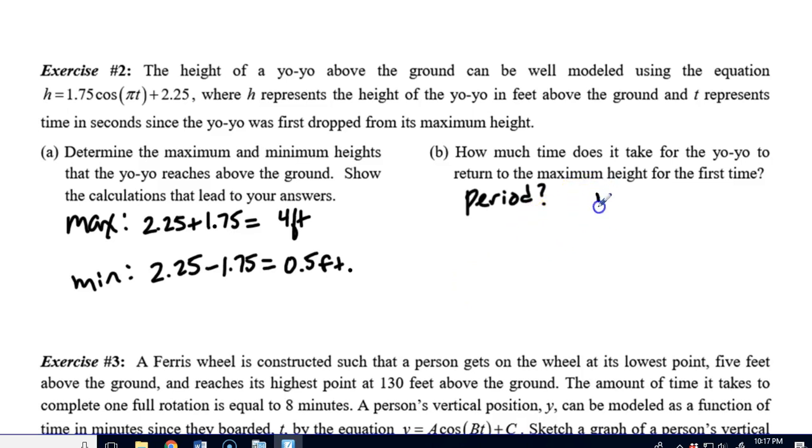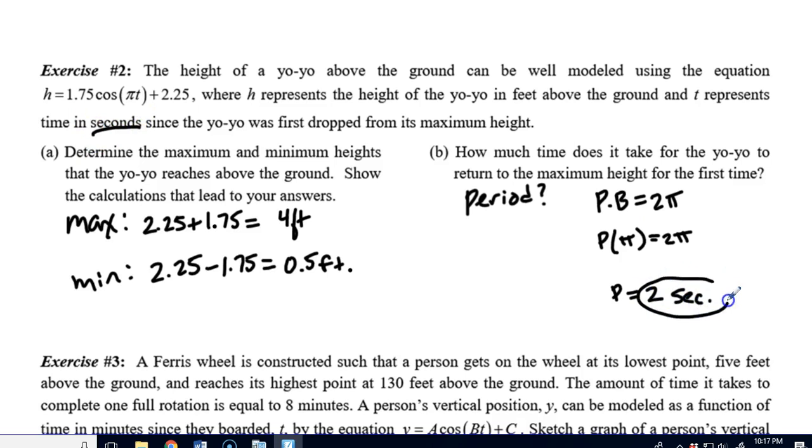Okay, hopefully you said P times B is equal to 2 pi. We don't know P, but we do know B is pi. It's always the coefficient of the X, or the T in this case. And of course, the only number that makes sense here would be 2, right? So the period is 2, and the question is 2 what? Well, we have to go back to find the units. Turns out we're measuring this in seconds. It's going to take 2 seconds for this to occur.